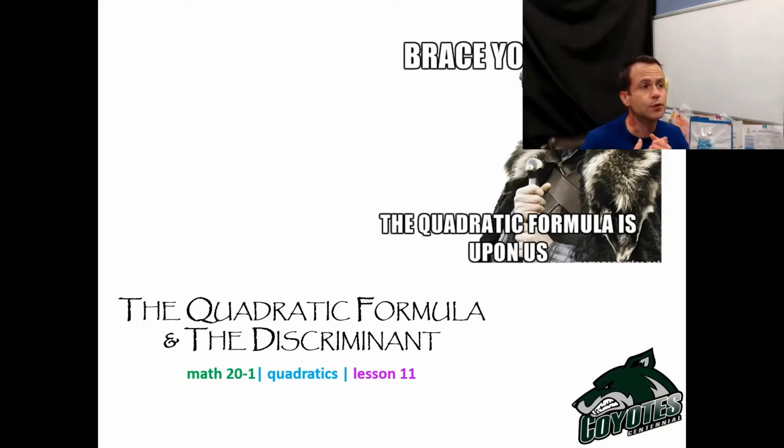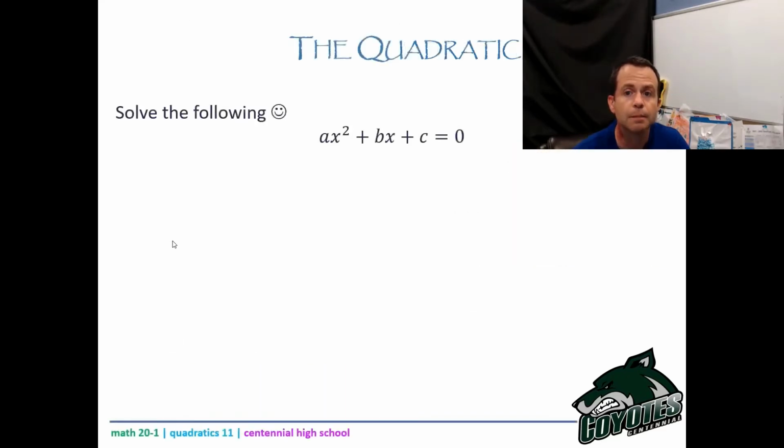Okay, so what we're going to do is we're going to take a random quadratic. And the way we're going to make it random is I'm just going to put letters in for the coefficients. So we're going to use ax squared plus bx plus c equals 0. And we are going to solve that together by completing the square. Okay, so how do I do that?